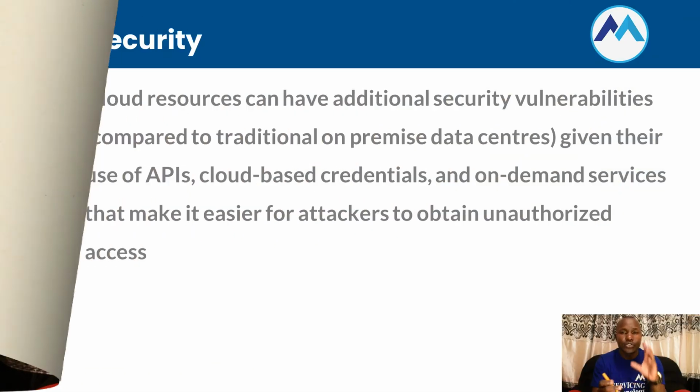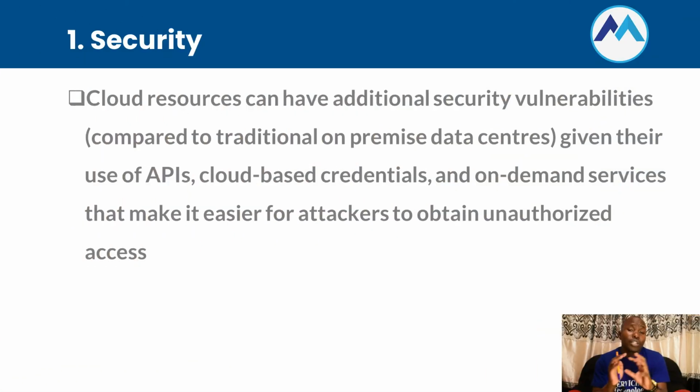Point number 1 is security. Cloud resources can have additional security vulnerabilities compared to traditional on-premise data centers, given their use of APIs, cloud-based credentials, and on-demand services that make it easier for attackers to obtain unauthorized access. Find out what measures the cloud service provider takes to secure customer data from theft and other attacks, and what practices or additional services customers can implement to safeguard their personal data.